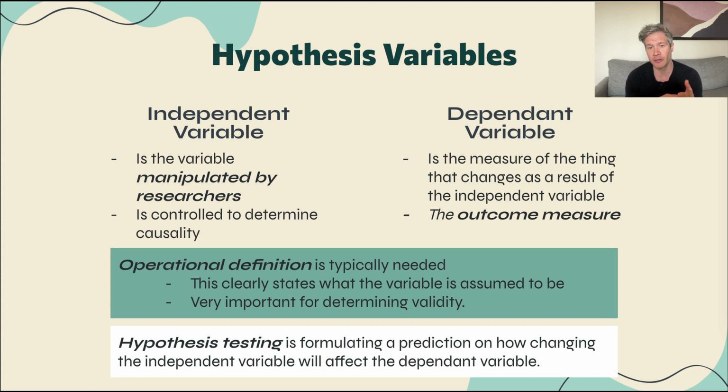And so my independent variable will be the type of exercise, or exercise type, right? And so it would be strength training versus aerobic training. Okay, so that's what's controlled and changed.